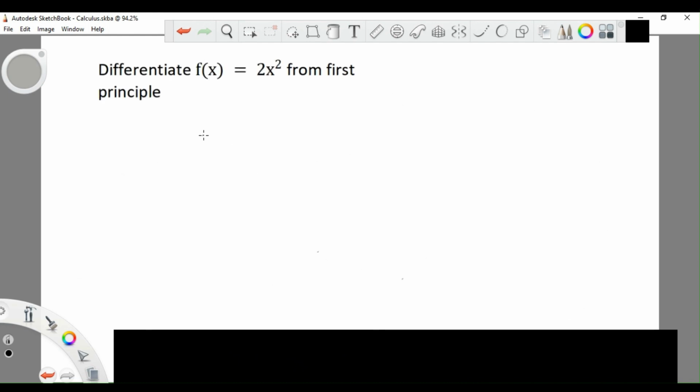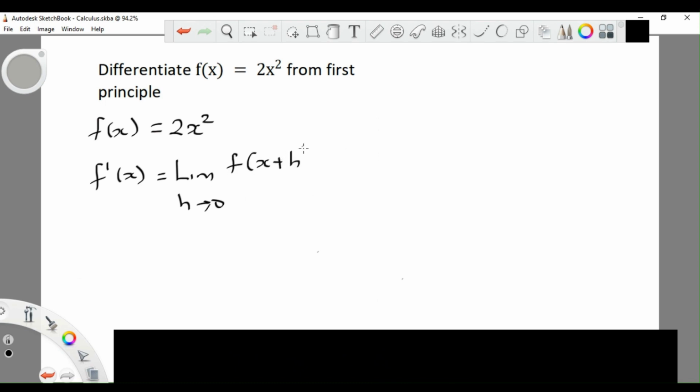Here is the next question. We're asked to differentiate f of x is equal to 2x squared. Again, our equation is f prime of x is equal to the limit as h tends to 0 of f open bracket x plus h minus f of x, over h.